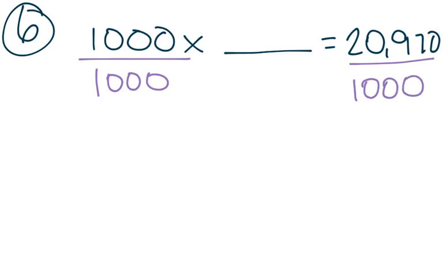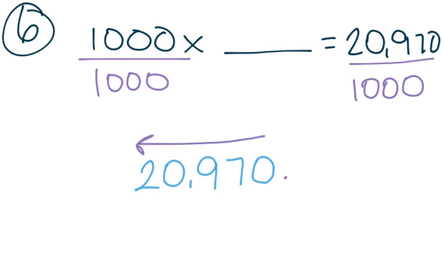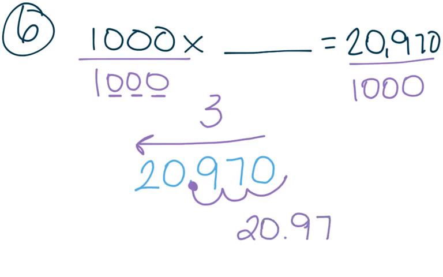Now, you have 20,970. Every whole number has a decimal to the right of it. We are dividing, which means we're going to move left, by 1,000. So we're going to move our decimal 3 places. 1, 2, 3. Your new answer is 20 and 97 hundredths. Now, let me show you that by dividing it out.